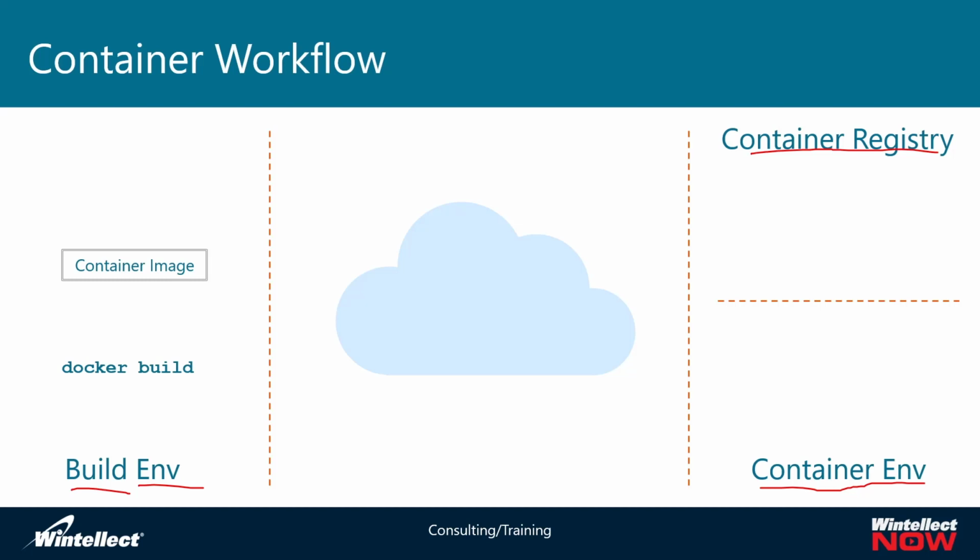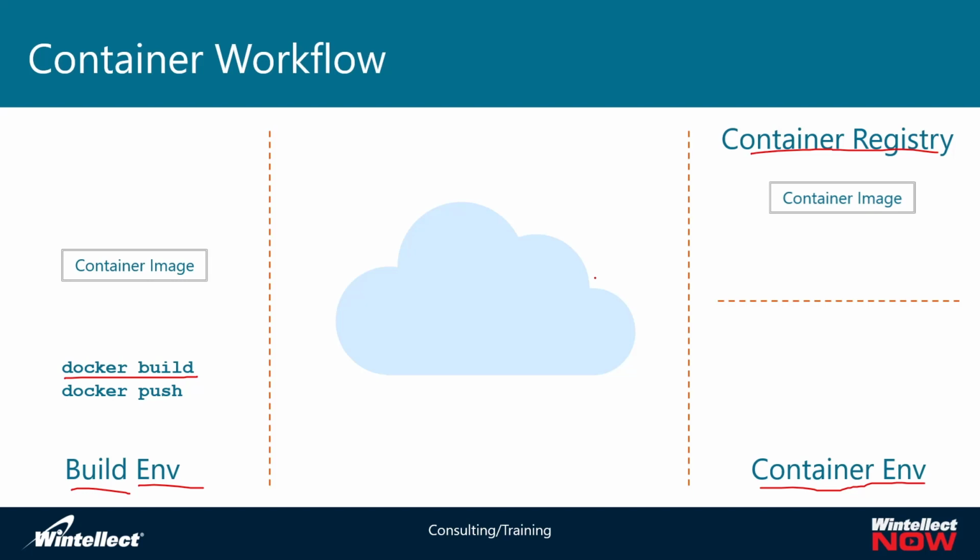Not a problem. But in any case, we have a build environment, a container registry, and a container environment. We run docker build, which takes our Dockerfile, runs it as a script, and creates a container image from that. Then we run a docker push, which puts it up into a container registry. Once it's in the registry, I can access it from container environments that might use it. That registry could be Docker Hub, or Azure Container Registry, which is the one we're going to be looking at today, or any of the other ones that are available.